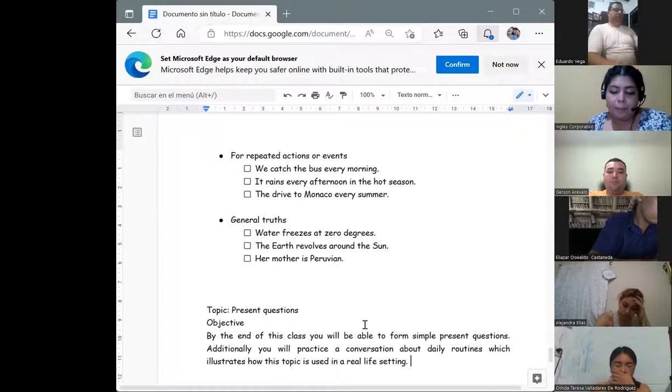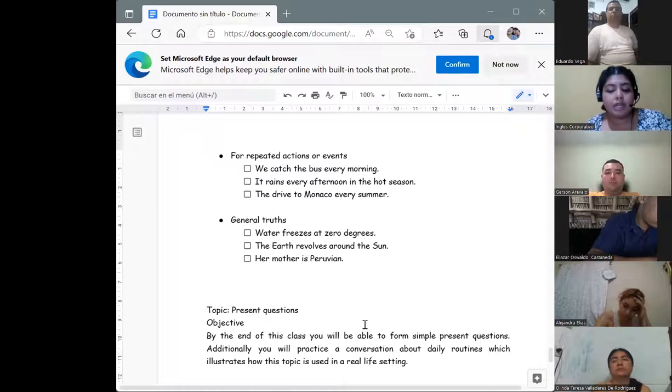Vamos a ver un poco sobre la creación de las preguntas. Algunos elementos que necesitamos conocer para crear preguntas en presente simple y también vamos a ver algunos ejemplos. En este caso, no nos vamos a enfocar en negativos ni en tiempo presente o cosas así, sino que más que todo en las preguntas. Pero sí vamos a ver un poco de información sobre las preguntas y cómo se forman estas preguntas.